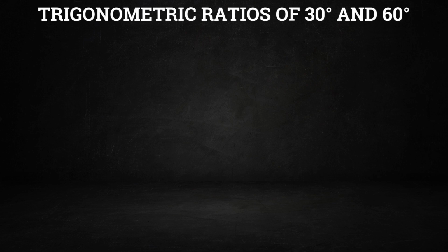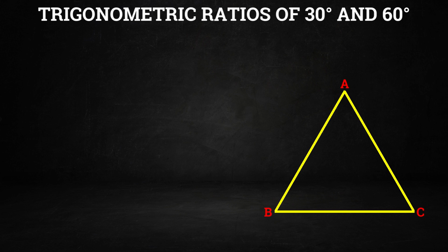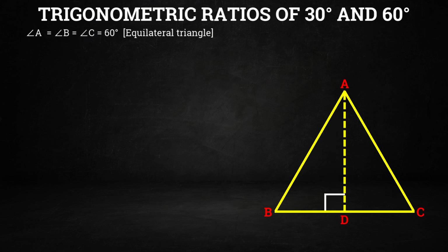Let us now learn how to find the trigonometric ratios for 30 degree and 60 degree using a simple geometric construction. Start with an equilateral triangle ABC. Since all angles in an equilateral triangle are equal, angle A, B and C are equal to 60 degree. Now draw a perpendicular from A to the base BC, meeting it at point D. This splits the triangle into two congruent, right-angled triangles, ABD and ACD.